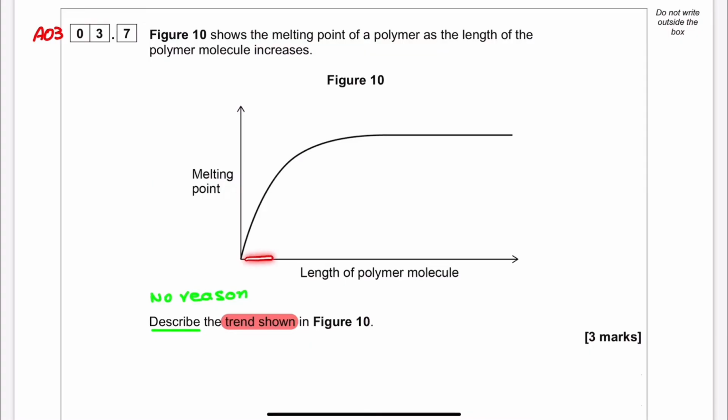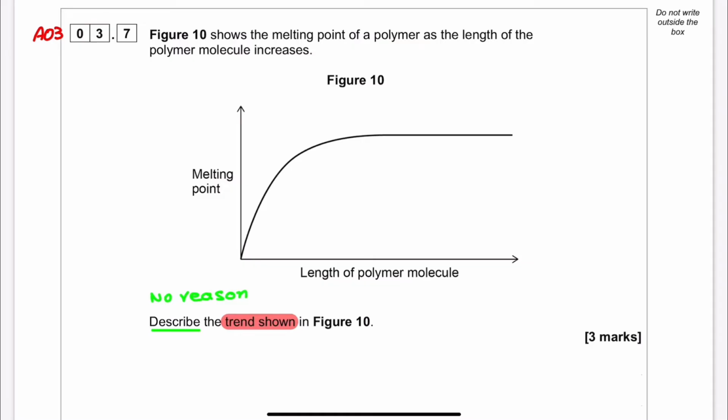If we see here, as the length is increasing, the melting point is increasing. The reason behind it is the force of attraction between the polymer molecules is increasing. But this melting point is increasing up to a certain point. After that, even though the length is increasing, the melting point is not increasing anymore. The student doesn't need to mention the reason in the answer. They just need to describe the trend, which is very simple. As the length is increasing, the melting point is increasing, but up to a certain point, the melting point is not increasing anymore and the graph is getting shallow.